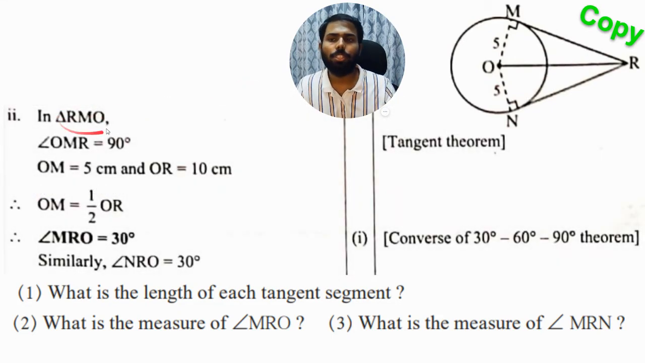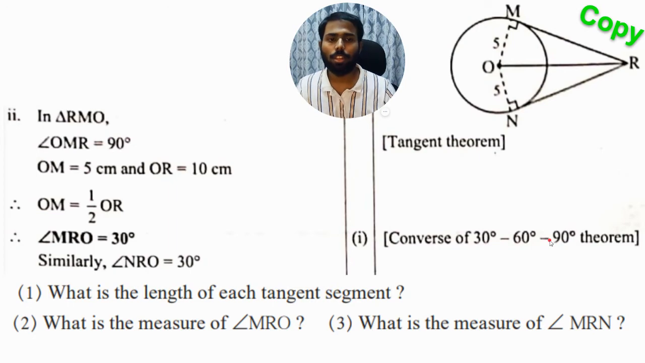So in the upper triangle, which is RMO, OM is equal to 5 centimeters, OR is equal to 10 centimeters. Okay, both of these were given in the question. So OM becomes half of OR. OM 5 है, OR 10 है, so OM OR का half हो जाता है. And OR is your hypotenuse. Because OR is your hypotenuse, एक right angle triangle में one of the sides is half of hypotenuse, you can say angle MRO is 30 degrees. Why? Converse of 30, 60, 90 degree triangle.